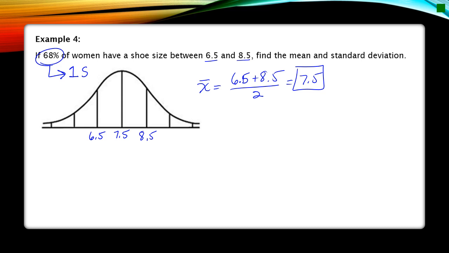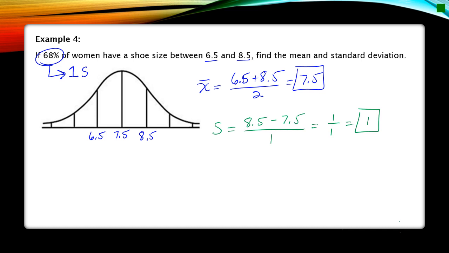Now for the standard deviation, you may be able to just look at this and tell what it is. But you won't always be able to do that. And maybe you just want to know for sure that you're doing things correctly. So to find the standard deviation, I like to take the largest number that I have, which is 8.5, subtract the mean, which is 7.5, and we're going to divide it by the number of standard deviations, which is 1. So I'm going to take this total and divide it by 1, which essentially is doing nothing. So 8.5 minus 7.5 is 1, divided by 1 is 1.